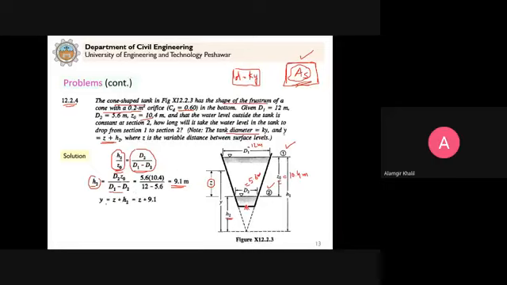So now Y is Z plus H2. Z is variable, so Z plus 9.1. Now we are given that D is equal to K times Y. So D has to be expressed in terms of this Y. But Y is now equal to Z plus 9.1. So what we can write is that K is equal to D by Y. K is a constant, 0.615.